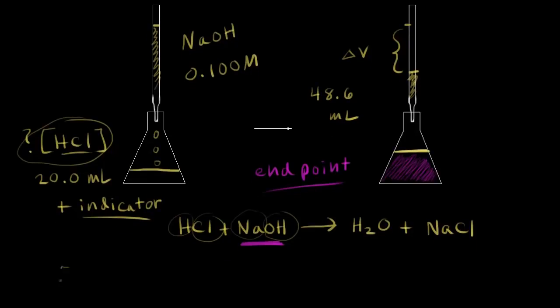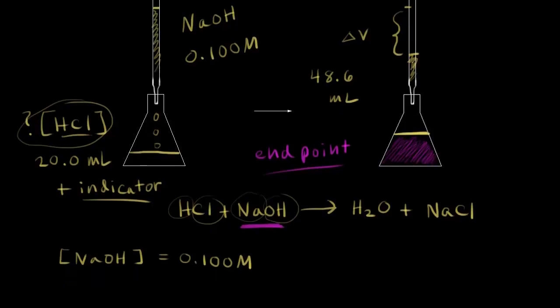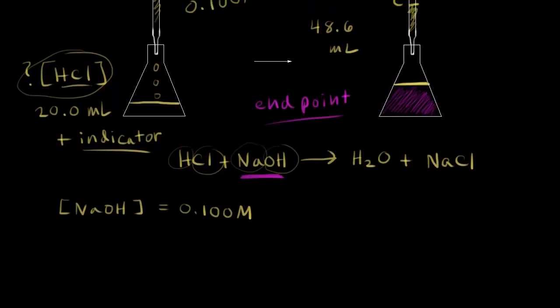All right, we know that we started with 0.100 molar solution of sodium hydroxide, so 0.100 molar. And molarity is equal to moles over liters, right? So this is equal to moles over liters. And our goal is to figure out how many moles of base that we used to neutralize the acid that was present. Right, so we can take our volume here, 48.6 milliliters, and we can convert that into liters.